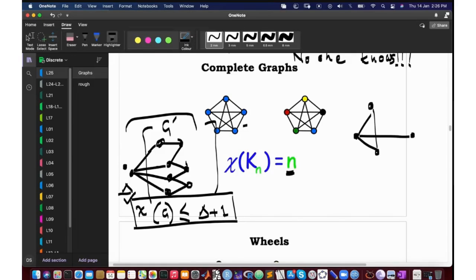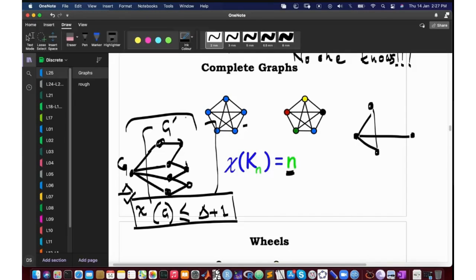Once you have colored it, for these 4 nodes you must have used at most 4 colors, right? There are 4 vertices, so you must have used at most 4 colors, which means that there is 1 color left for this guy, whichever that is. So you have a color for this guy. So if the maximum degree of a graph is delta, you can use delta plus 1 colors to color that graph. Can you do better?